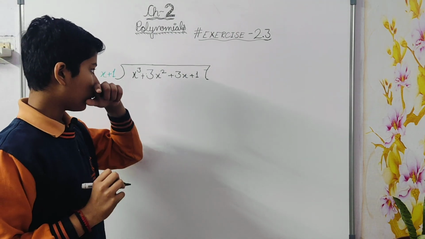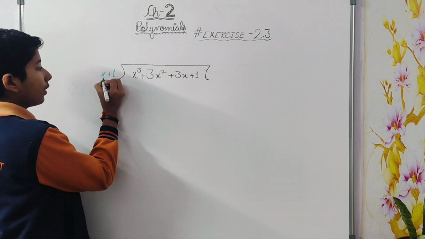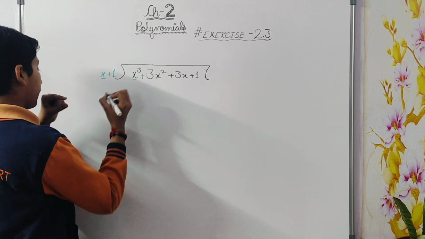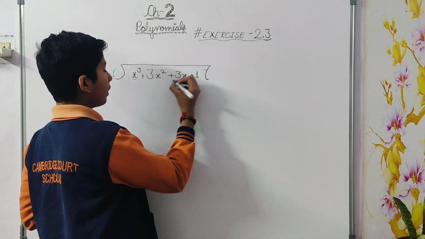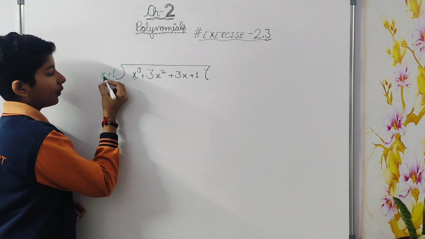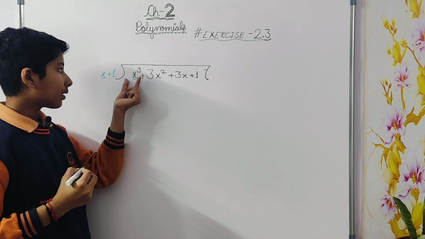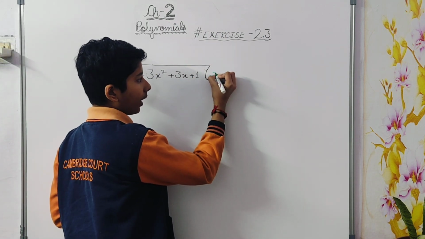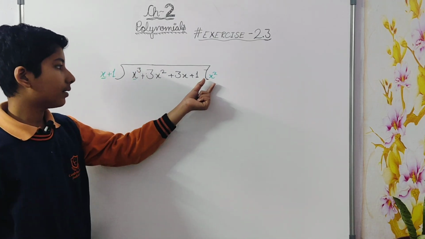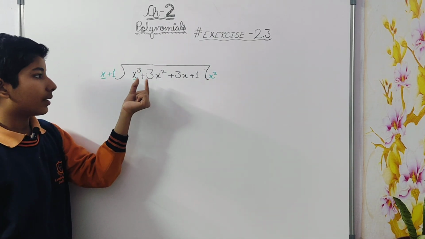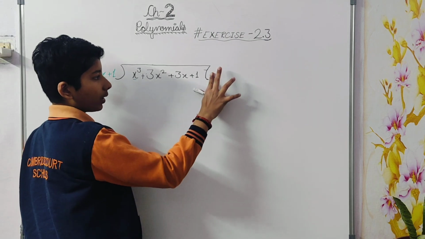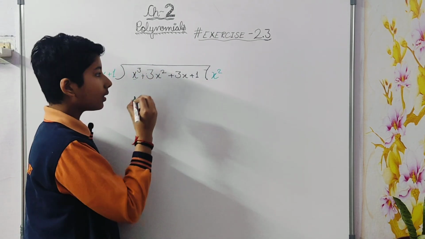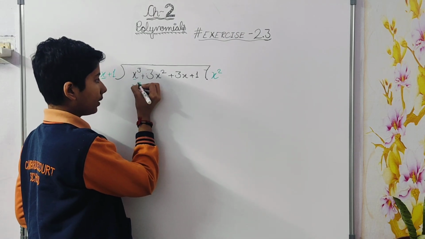Let me teach you how to do this. Firstly, you will see the first term of each. The first one is x and the first one here is x cube. So you have to divide x cube by x. To do that, you will multiply by x square. If you multiply x square and x, the answer will be x cube. So x square comes here, and x cube comes here.